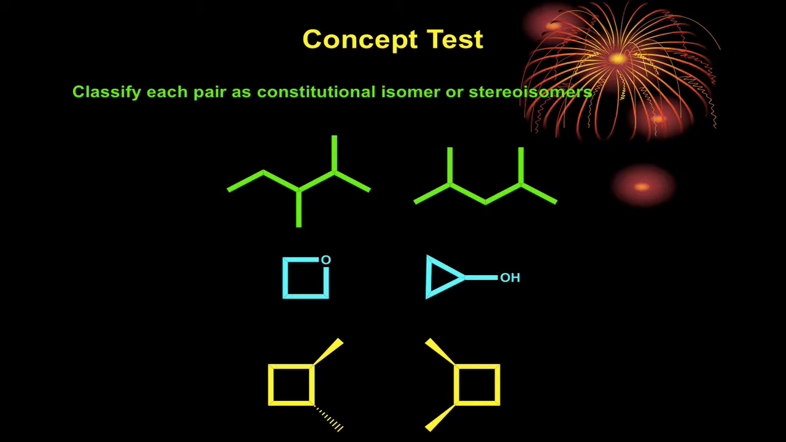How about the blue pair? They are constitutional isomers, right? Are the functional groups the same? What is the functional group on the left? An ether. What's the functional group on the right? Alcohol. So alcohols and ethers can actually form constitutional isomers of one another, right? And we see that. How about the yellow pair?